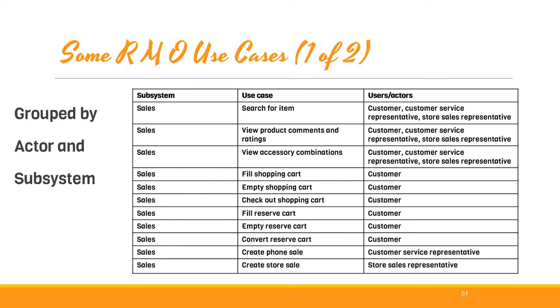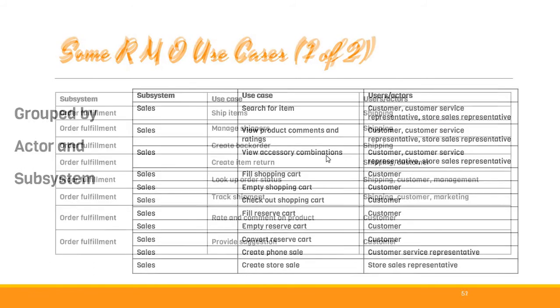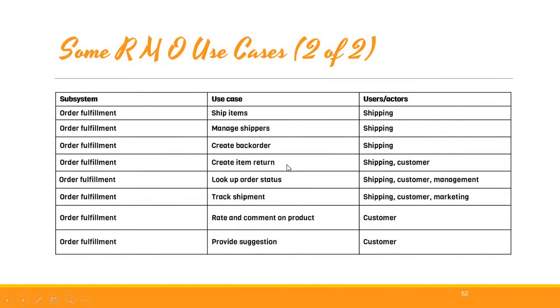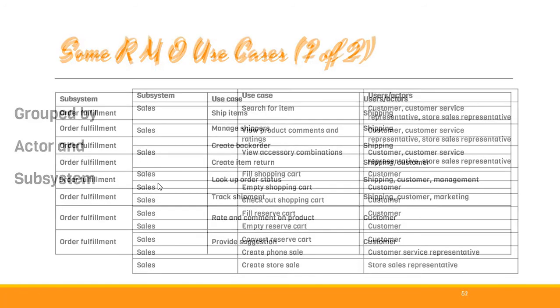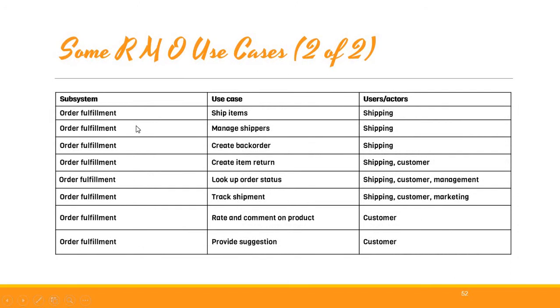For example, consider the RMO system use cases shown in these two tables. So an initial grouping of these cases by actors, the customers, representatives, and subsystem, the sales and the order fulfillment, is a good starting point for menu design.